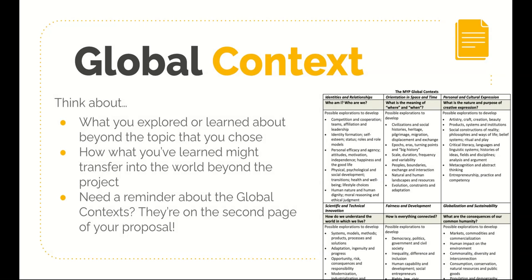One thing that you may need to think about is how you've developed your understanding of your chosen global context. You will want to think about what you explored or learned beyond the topic that you chose, and how you might have learned to transfer that into the world beyond the project. If you need a reminder about the global contexts, they're on the second page of your project proposal. They're also in the student handbook that is linked on Canvas.